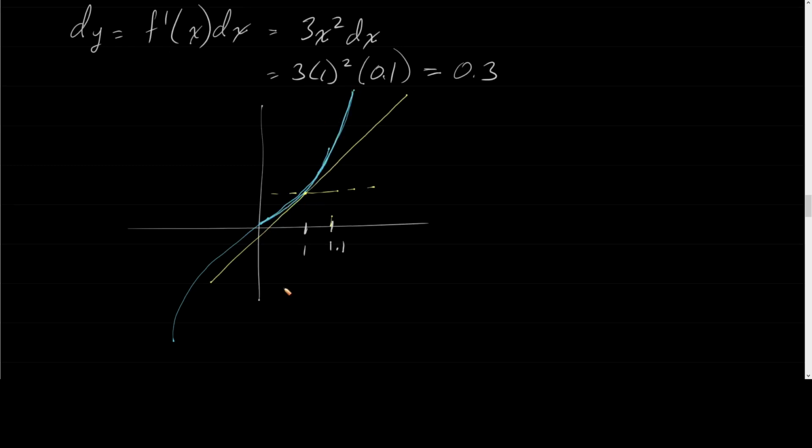Way better. All right. So in here, if I look at this, this is delta y, whereas this is dy, right? How much the tangent line has changed in that interval, versus how much the function has changed in that little interval.